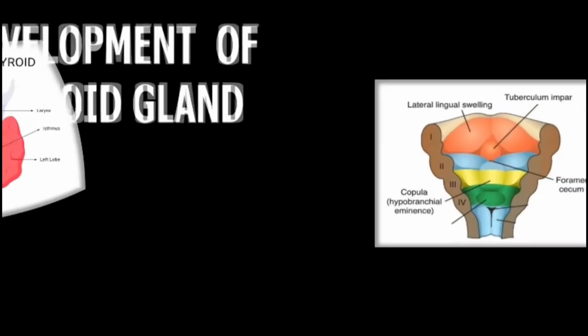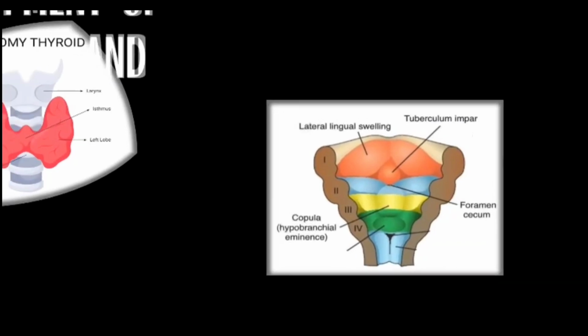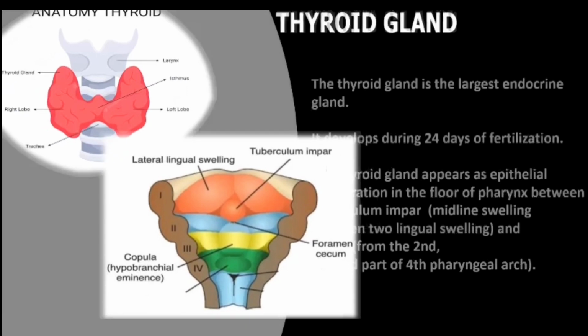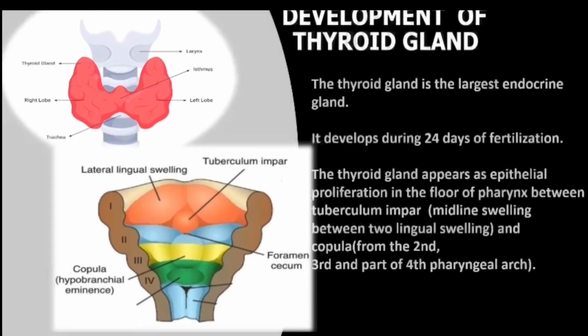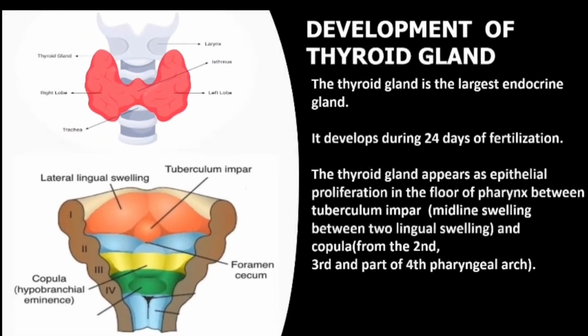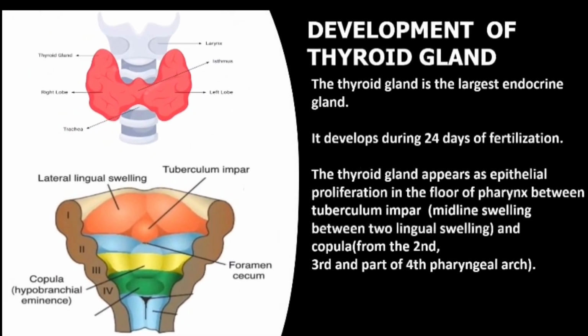My topic of the discussion is development of thyroid gland. The thyroid is the largest endocrine gland. It starts to develop during 24 days of fertilization. You can see this picture. The pharyngeal arch is developing from either of these sides, and they are going to fuse in this midline. When they fuse in this midline, their lateral end will form a swelling. This is known as the lingual swelling.